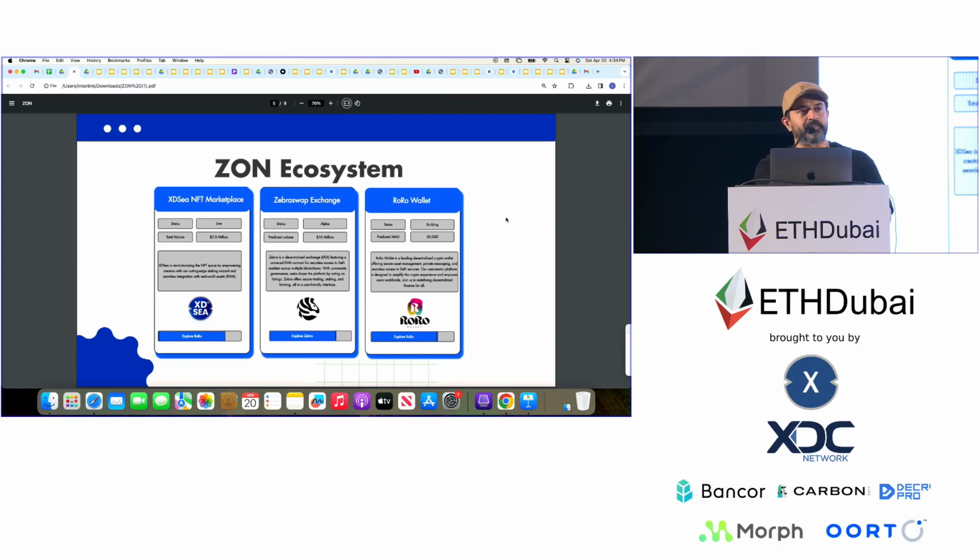Zebra Swap is a crypto exchange, which is mainnet right now on beta version. And Roro Wallet is a DeFi wallet. So Zone Token will be powered for all these 3 ecosystem dApps of our own.